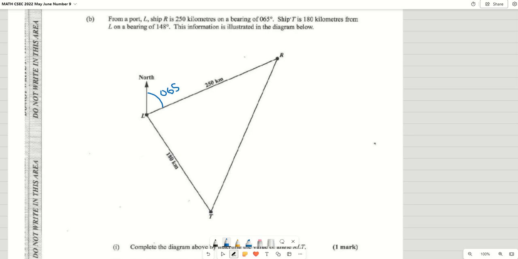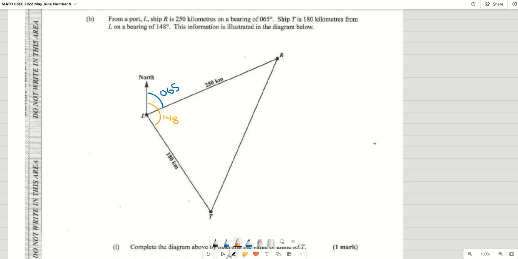Then a ship T is 180 kilometers from L. So, that's from here to here at a bearing of 148. So they're saying from L to ship T is 148. I'm just going to put this in yellow. So from here to here is 148. So these are the things that they're telling you. This information is illustrated in a diagram below.